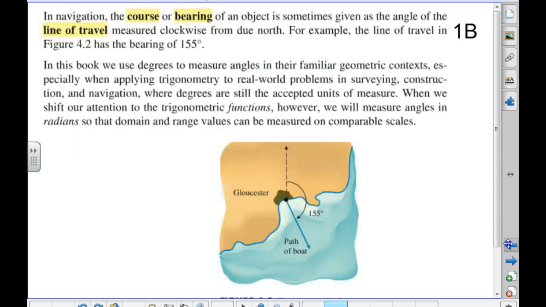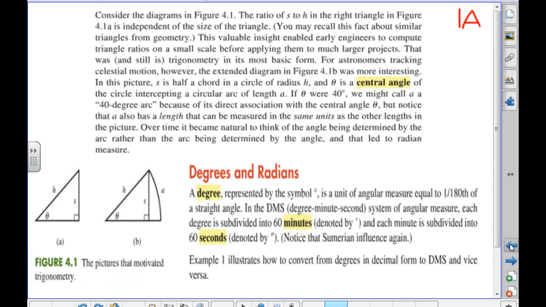Back on the first page real quick. It talks about a central angle, which just means it's at the center of a circle. Its vertex is at the center of a circle. Does that sound familiar to everybody from geometry? A central angle is one whose vertex is at the center of a circle. And it can be measured in degrees.